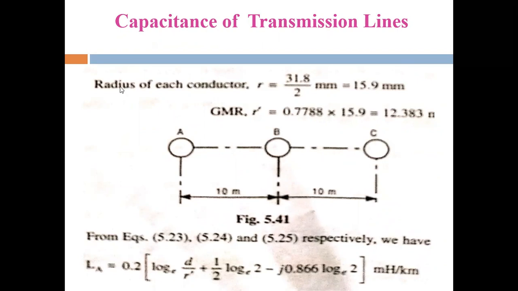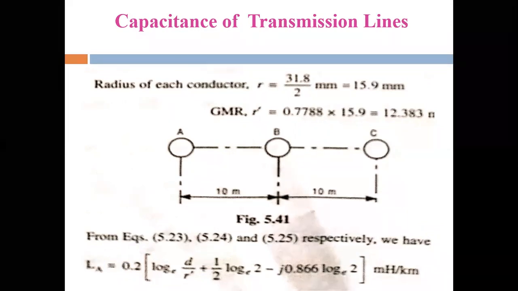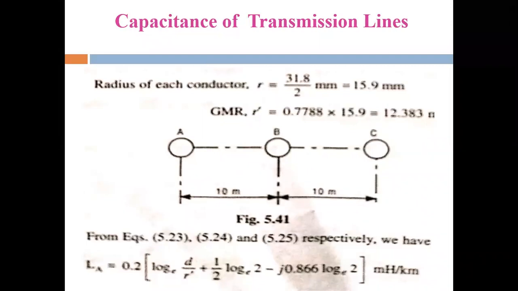First of all, we calculate the radius of each conductor. In the given data the diameter is 31.8 mm. Therefore the radius r is equal to 31.8 by 2 mm, that is 15.9 mm. This is the radius of the conductor.